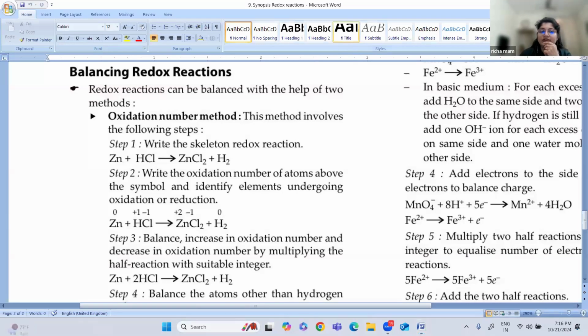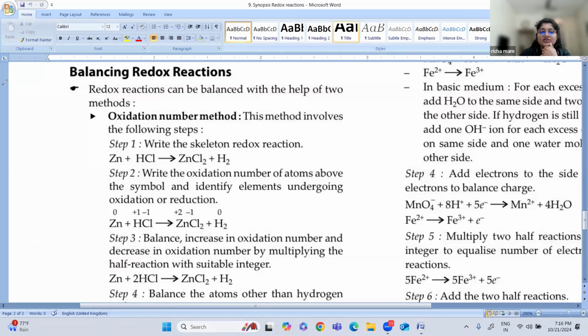So you have seen here how they have written the oxidation number above the symbol. You have to identify the oxidation number of each entity of the element. Then, third step, you have to balance the increase in oxidation number and decrease in oxidation number by multiplying the half reactions with a suitable integer.